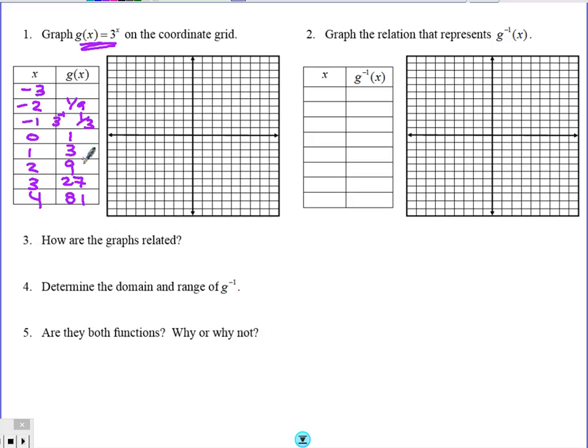And I can kind of use these values as a reference. So 3 to the -3 would be 1/27. So notice how these values repeat. 3, 1/3, 9, 1/9, 27, 1/27. All right, we're okay so far?